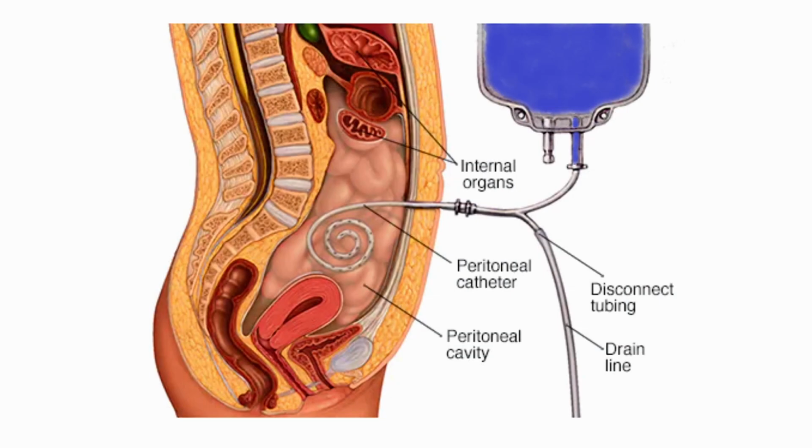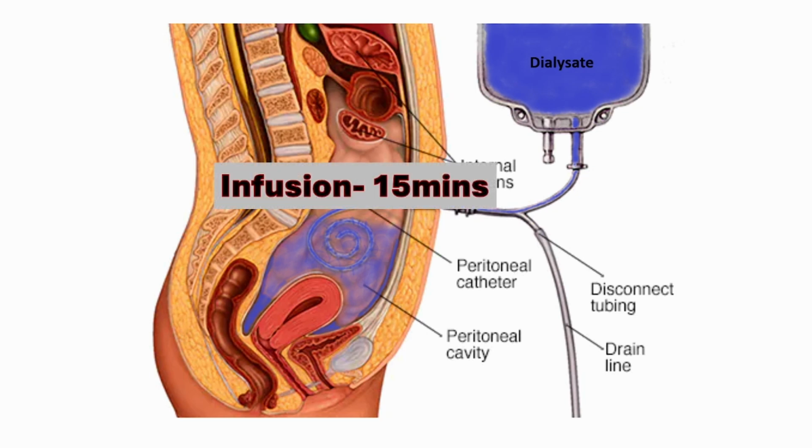Peritoneal dialysis is a treatment for kidney failure that uses the lining of your abdomen or belly to filter your blood inside your body. A cleansing fluid called dialysate passes through a catheter tube into part of the abdomen known as the peritoneal cavity. This process is called infusion, which only takes 15 minutes.